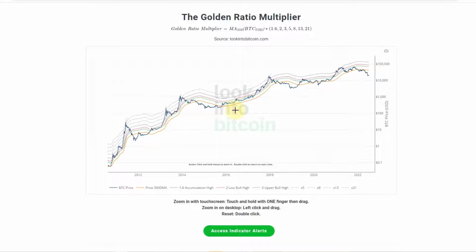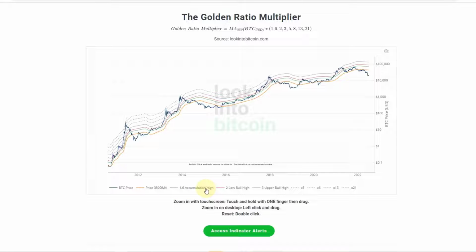But what is this indicator? This chart is the so-called Golden Ratio Multiplier. It is based on Fibonacci extensions, the 1.6% Fibonacci extension. And this basically is based on the Bitcoin chart. So you can see the Bitcoin price here, and based on that you have the 350-day moving average here in orange. And then from the 350-day moving average, you have these Fibonacci extension levels.